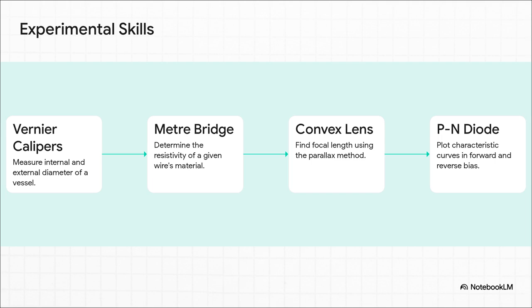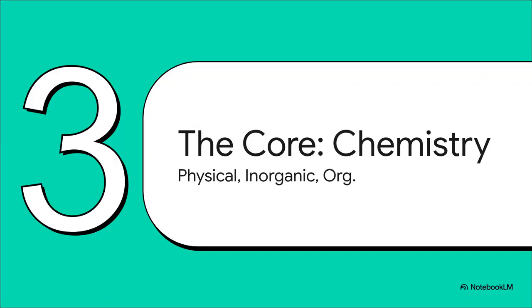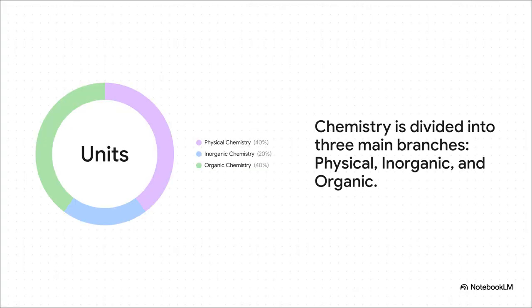This practical stuff is a non-negotiable part of the syllabus. All right, time for our final core subject in Paper 1, chemistry. And the good news here is that the syllabus is very neatly divided into those 3 classic branches you're probably already used to, which makes it super easy to get your head around. So it's broken down into its 3 main pillars.